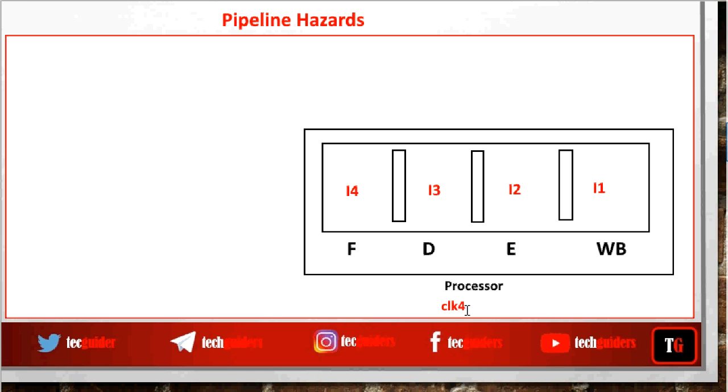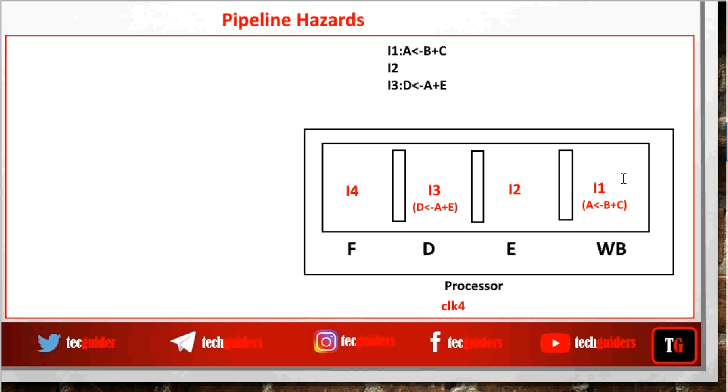Now consider our clock cycle 4, where instruction I1 reached the write back unit, instruction I2 is being executed, I3 is being decoded, and I4 is being fetched. Suppose our instruction I1 is this, we find the sum of B and C and store the result to A. And suppose our instruction I3 is this, we find the sum of A and E and store the result to D. If we are not using pipelining in our normal program flow, the instructions should be executed in this order. So we should find the sum of B and C and store the result to A, and that result should be added to E and should be stored to D.